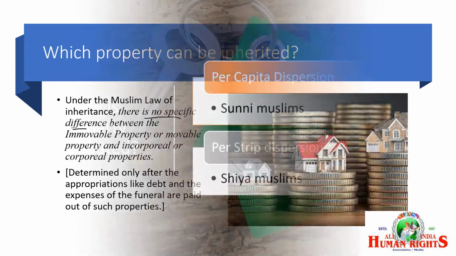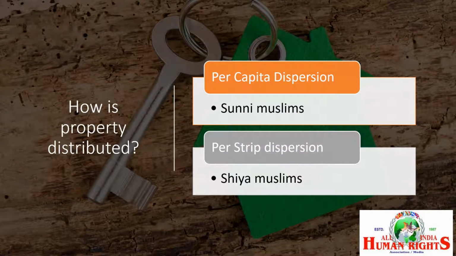Now that we're clear on the concept of what inheritance is and what can be inherited, let's take a look at how the property is distributed. There are two modes of distribution. First is per capita, which is mainly practiced by the Sunni Muslims, and the second is per stirpes dispersion, which is mainly practiced by the Shia Muslims.